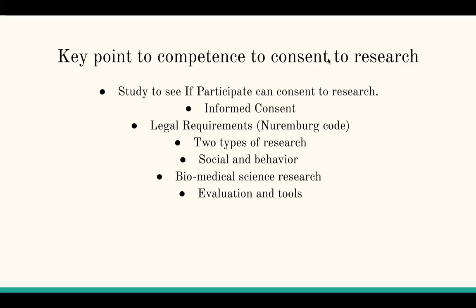So what is competency to consent to research? Some key points. Competency to consent to research is to study to see if participants can consent to research. Informed consent is a main one when it comes to competency to consent to research. The legal requirements. There's also two different types of research: social and behavioral research, and biomedical science research. The last key point is going to be evaluation and tools.